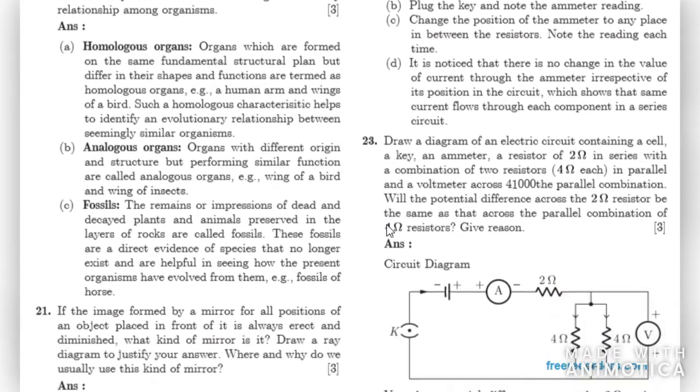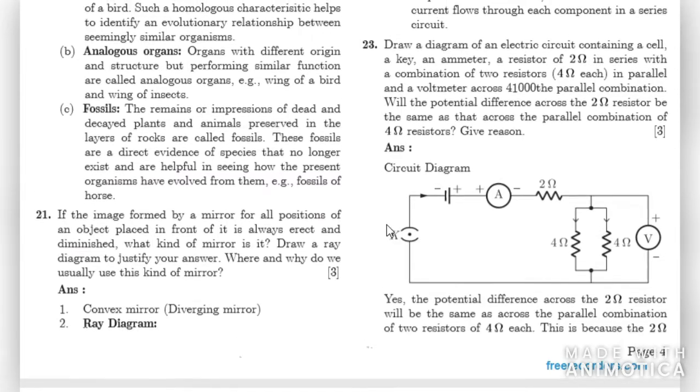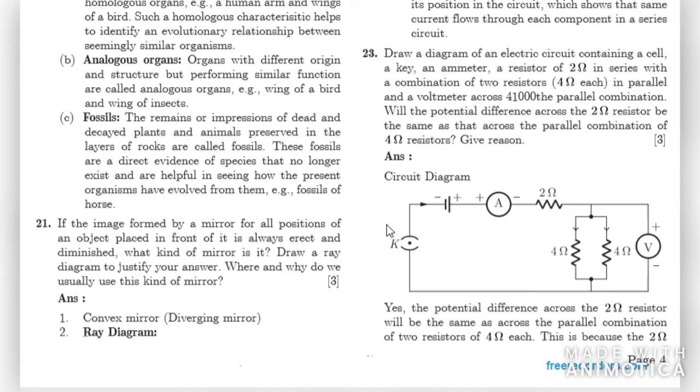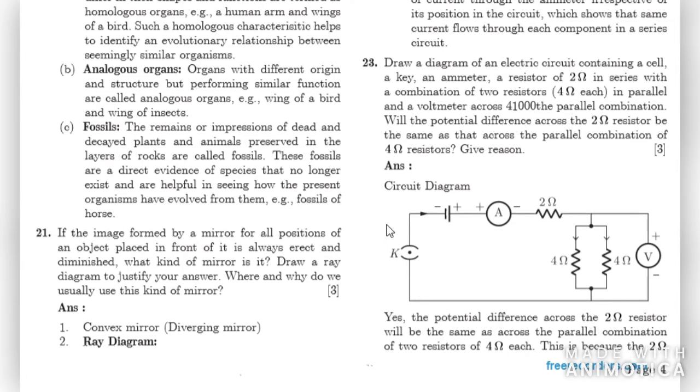In the next one, question number 21, it says if the image formed by a mirror for all the positions of an object placed in front of it is always erect and diminished, what kind of mirror is it? Draw a ray diagram to justify your answer. Where and why do we usually use this kind of mirror? So it is a convex mirror, or the diverging mirror.